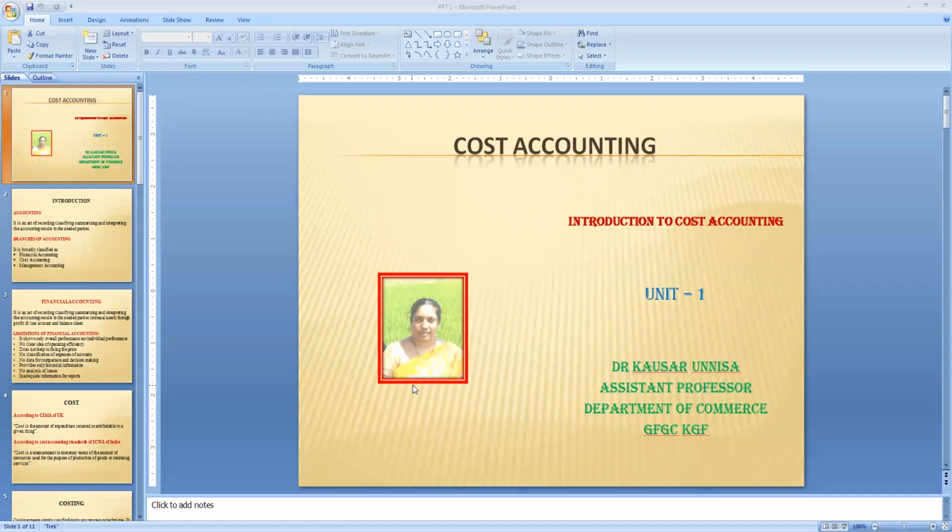So, today in this class, I'm going to have a discussion on cost accounting, that is, Introduction to Cost Accounting. Let us study how cost accounting came into existence.